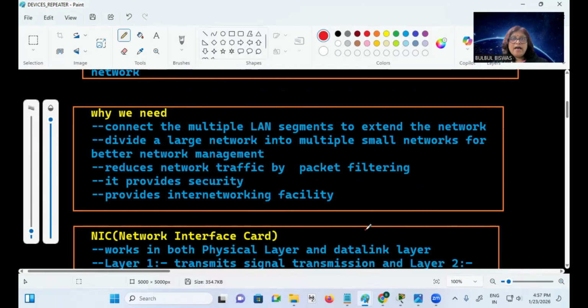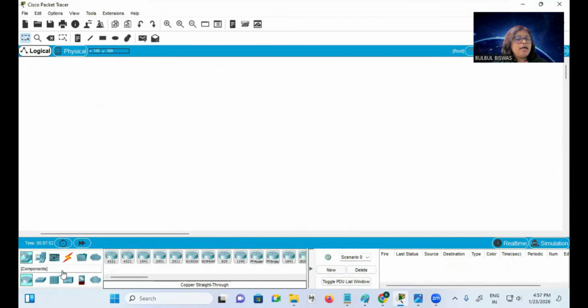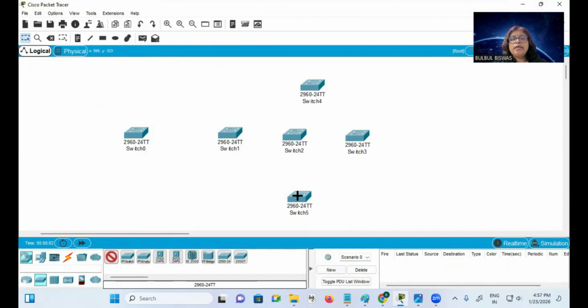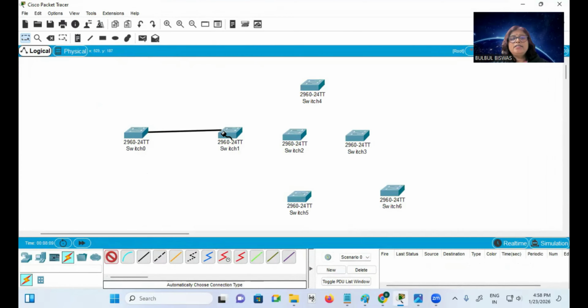First, these devices connect multiple networks. I want to extend my network. Suppose you can see a company has lots of devices. They need to connect. So what can I do? I can take lots of switches. I can extend my network. Yes or no? Because you know what the switch is doing: the switch is connecting the devices under the same network. So I can connect the switches and I can extend my network.